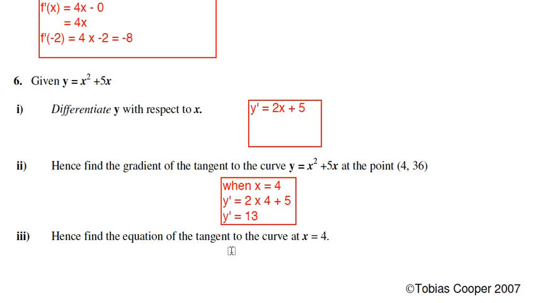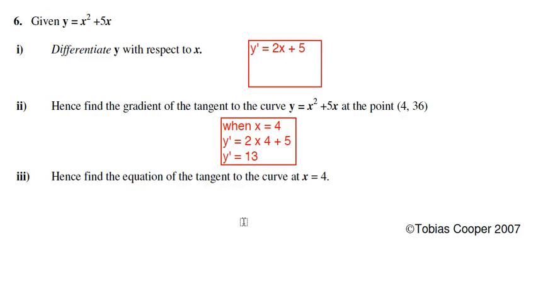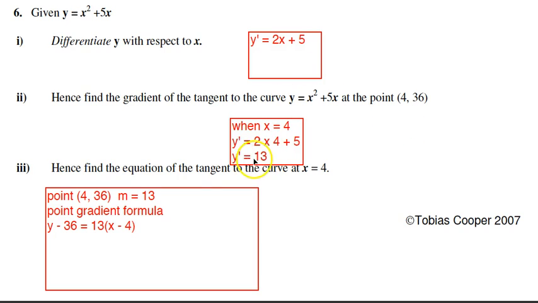Now it says, hence find the equation of the tangent to the curve at x equals 4. You know the point, you know the gradient. What do you use? We've got our point and we've got our gradient. So we know our point is 4,36. Our gradient is 13. We're going to use the point gradient formula, which is y minus y1 equals m bracket x minus x1. Whenever you've got a point and the gradient of the line, you use the point gradient formula. So we've got y minus 36 equals m, my gradient, 13, x minus 4.